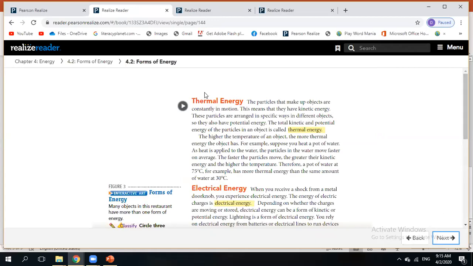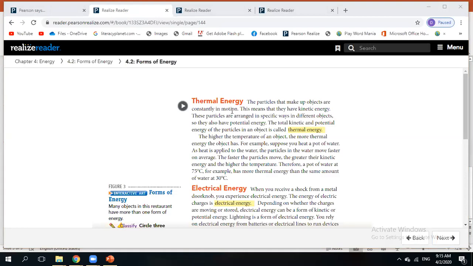The second kind is thermal energy. What's the meaning of thermal energy? The particles that make up objects are constantly in motion. If we are talking about matter, solid, liquid, gas, we have the particles or atoms inside these states or objects in motion, so they have kinetic energy. So they have what? Kinetic energy.